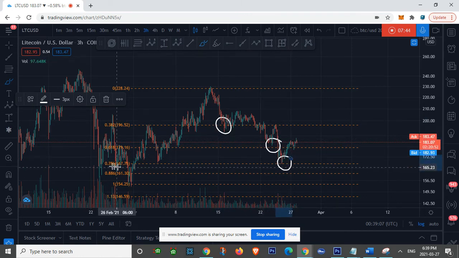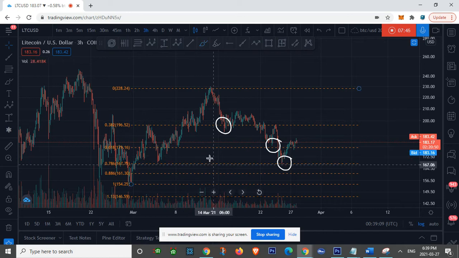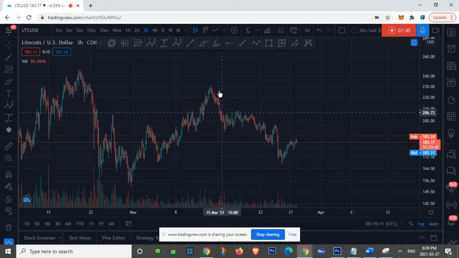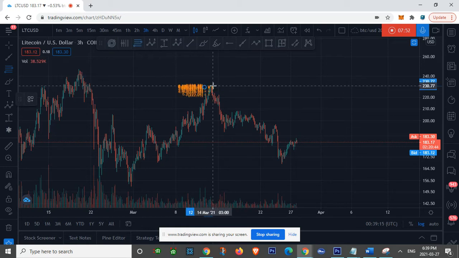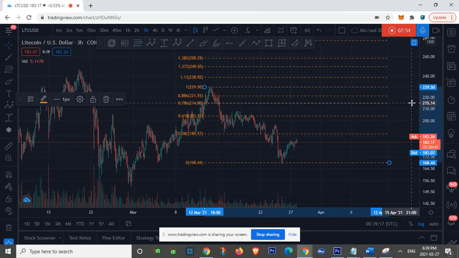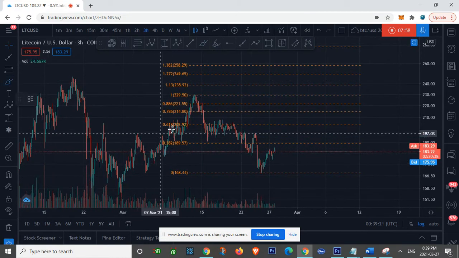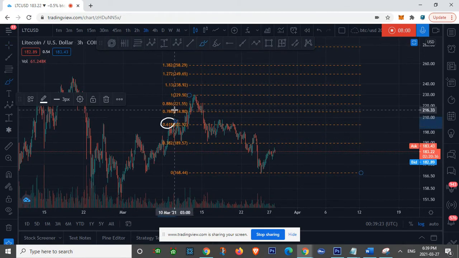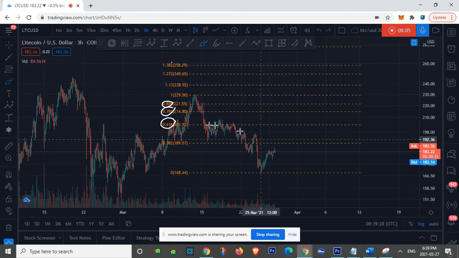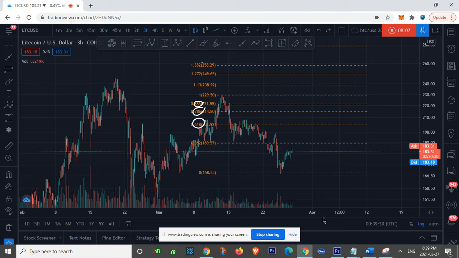So right here, 786, and vice versa. If you're looking to get how far up it's gonna go, you're gonna take it from the top, highest pivot point, to your lowest, and then these should be your targets, okay? So 0.618, 786, 886, and so on, okay? Hope that answers your question, my guy.